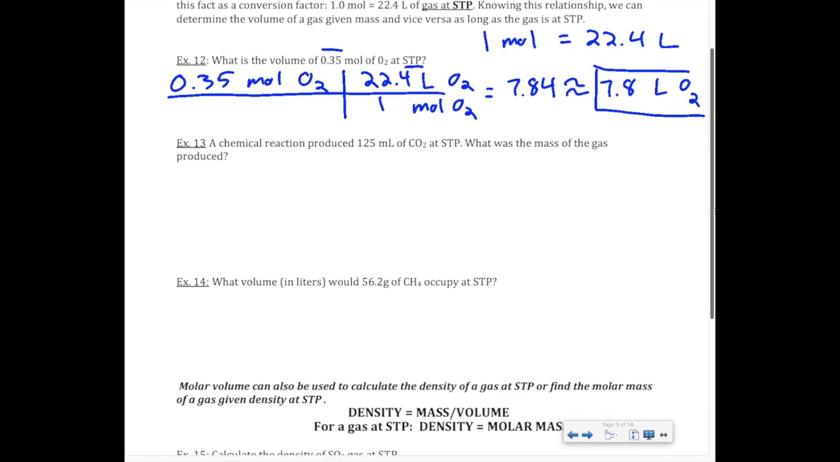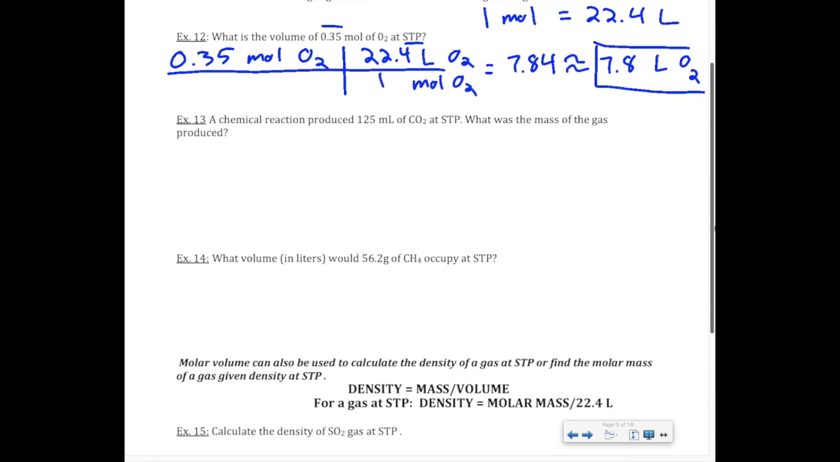Now, example number 13 is going to use another conversion factor. A chemical reaction produced 125 milliliters of CO2 at STP. What is the mass of the gas produced? So we have to remember two different conversion factors. Remember that we have to be careful about our volume. Notice that here, our units are in milliliters, and we need to make sure that our units are always in liters, or else our calculations don't work right.